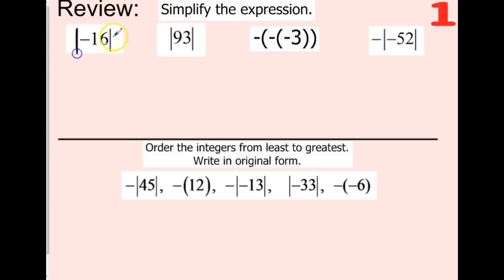We talked about our shower. Anything that goes in the shower comes out clean or positive. So a dirty 16 goes in the shower, has to come out positive or clean. Same thing with 93. 93 went in the shower clean, comes out clean, so it's still just 93.